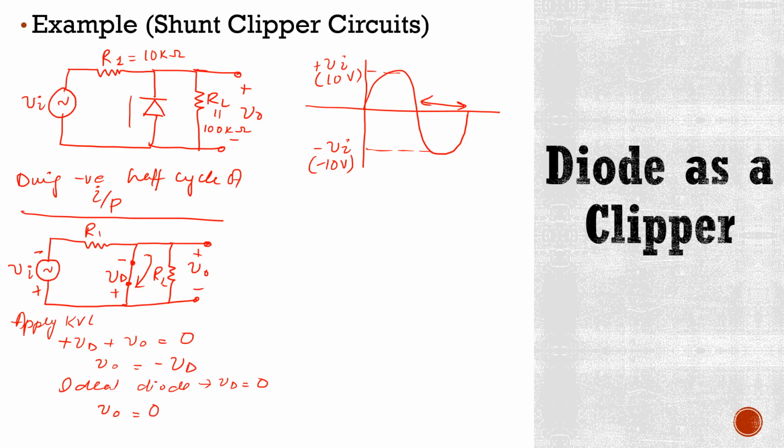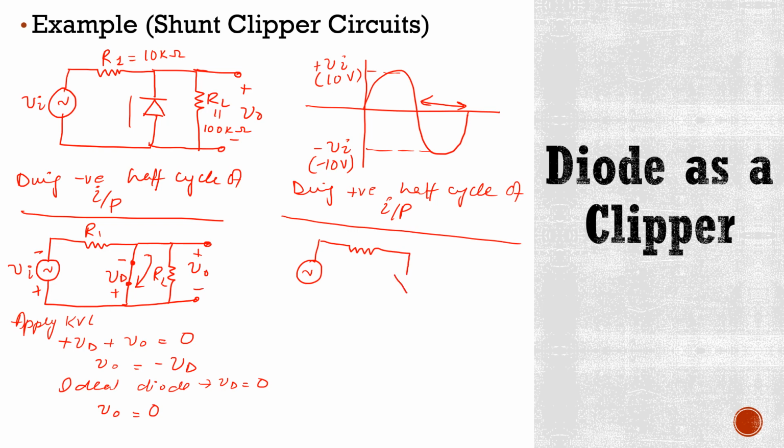Okay. Now what would happen during positive half cycle of input? During positive half cycle, this diode will be off. So now this circuit will look like this. Okay. We have V0 here, this is RL, this is positive, negative, this is R1, this is Vi, and now this terminal is positive and this is negative.